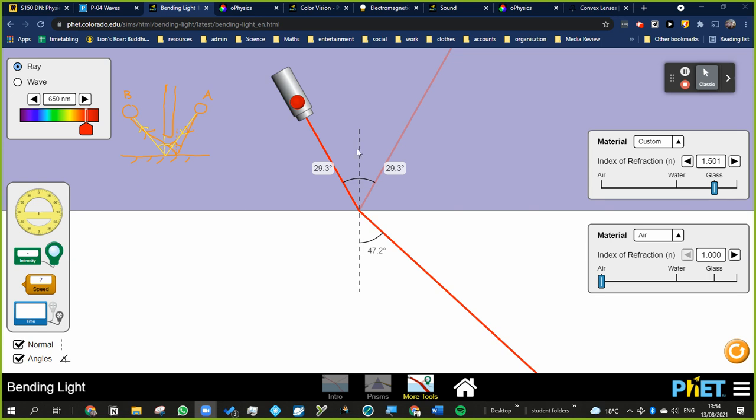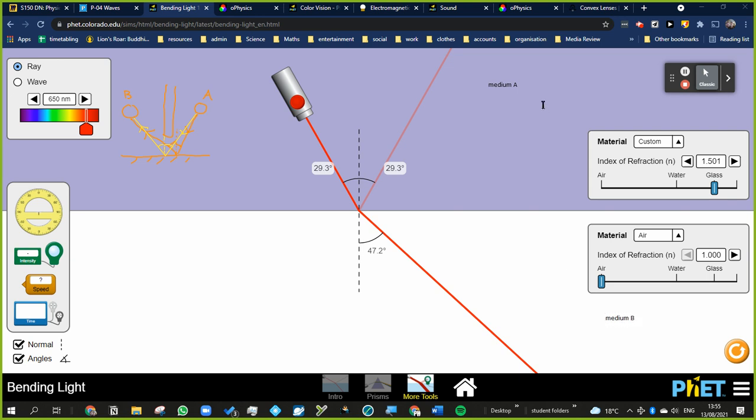That's reflection. Now, refraction. Refraction just means that light goes from one medium to another. What does a medium mean? A medium is the material that the light is currently traveling through. So that's medium A, and this is medium B.